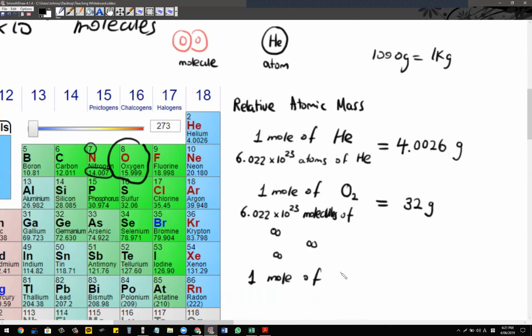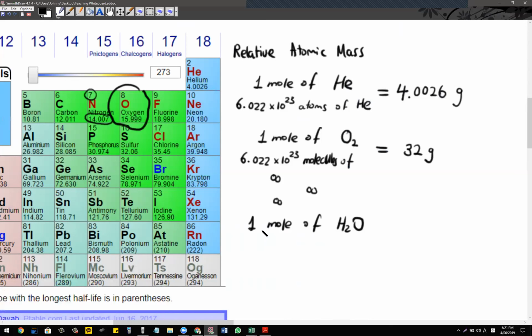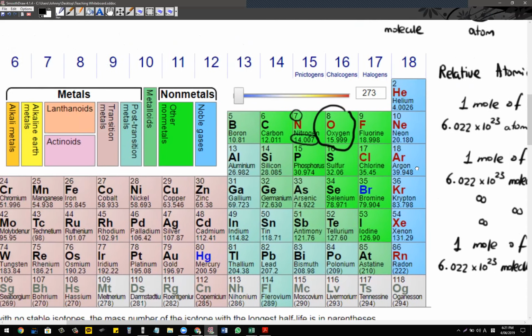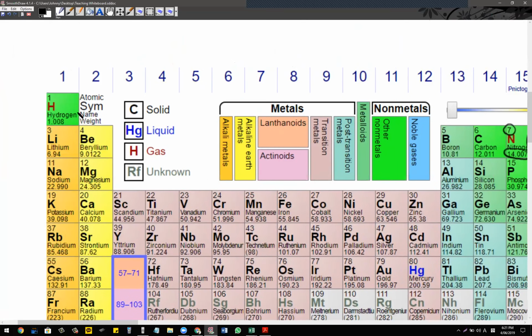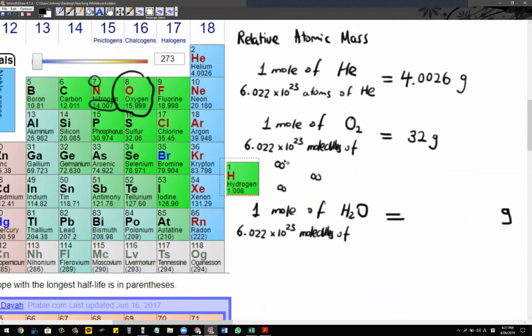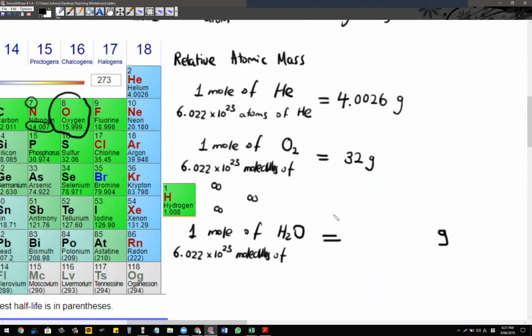of water, that means I need to have, let's think about that, this many molecules of water. How many grams would it weigh? I want you to think about that. So there's a hydrogen there. I'm going to copy and paste that. So that's hydrogen there. I want you guys to try this.